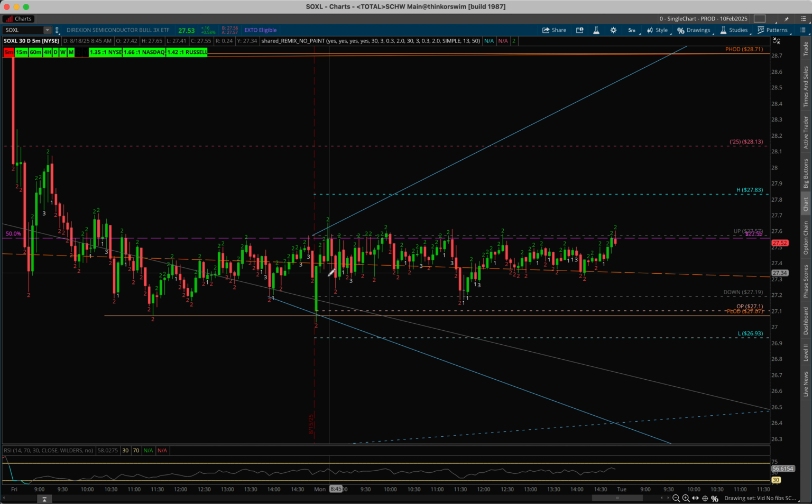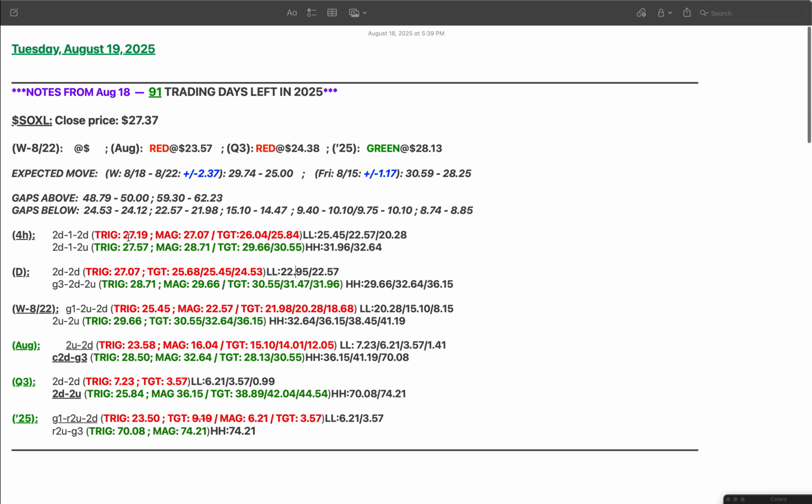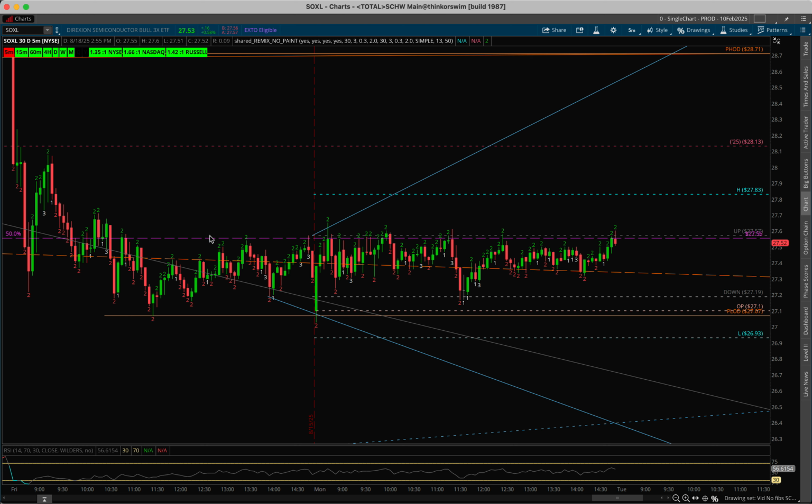So if we look on the 5-minute, when we opened, we broke the trigger to the 4-hour time frame to the downside. From our notes Friday, we could see that the trigger for that was 27.19 with the magnitude of 27.07. So we did break below the 27.19, and if you look at the low of this candle, it was 27.03. So it completed that strat, and although it triggered the day strat, again, it didn't get acceptance. So we pushed back up.